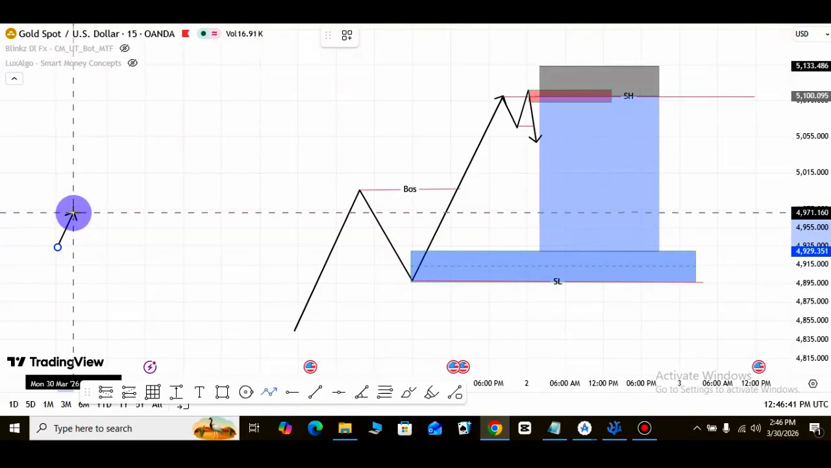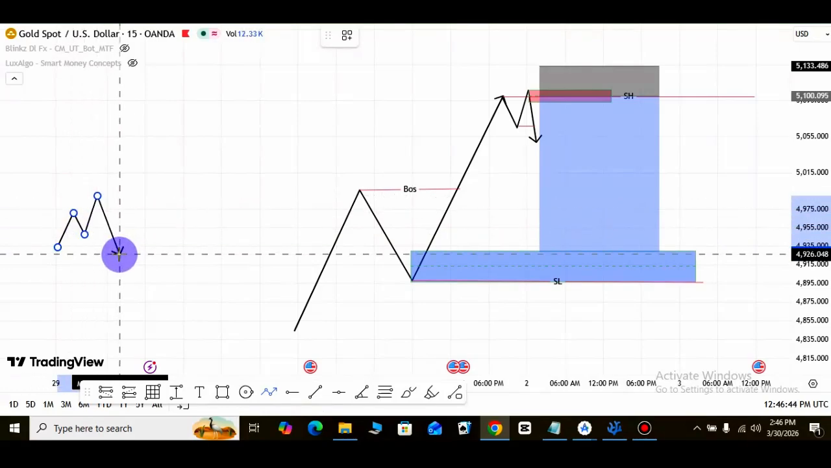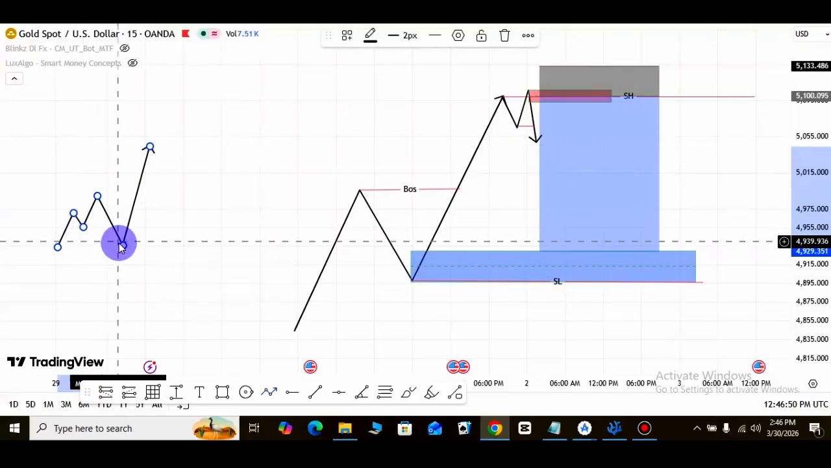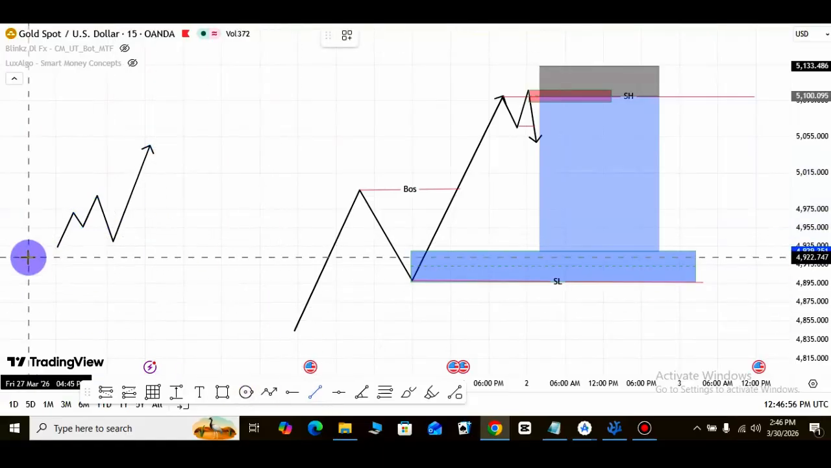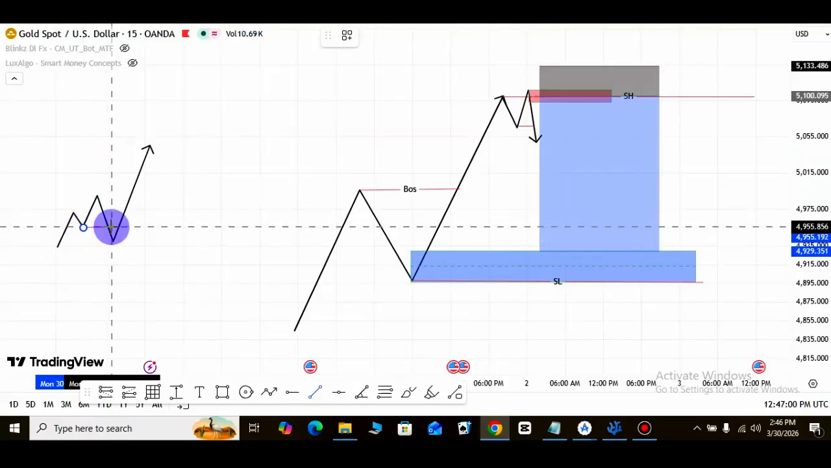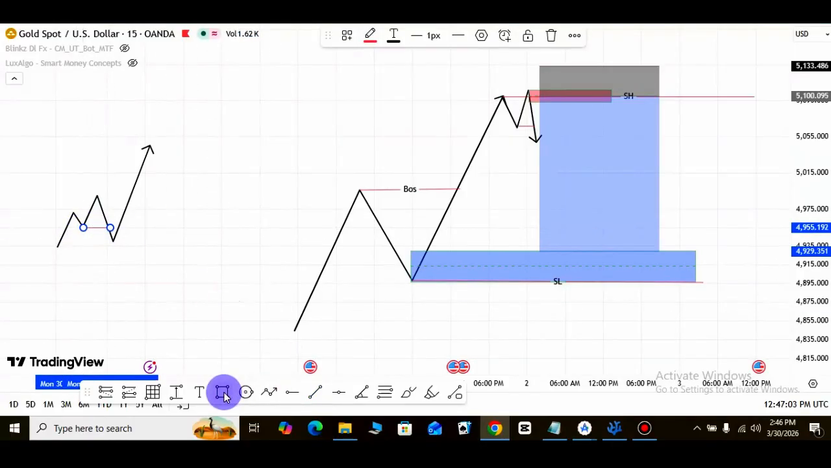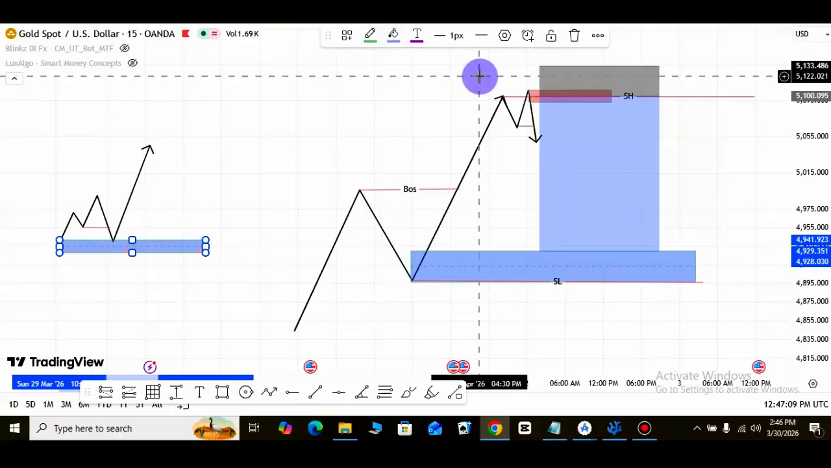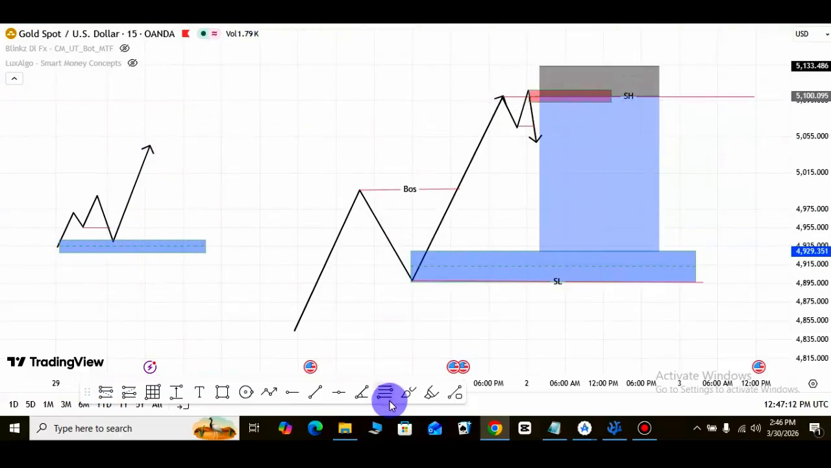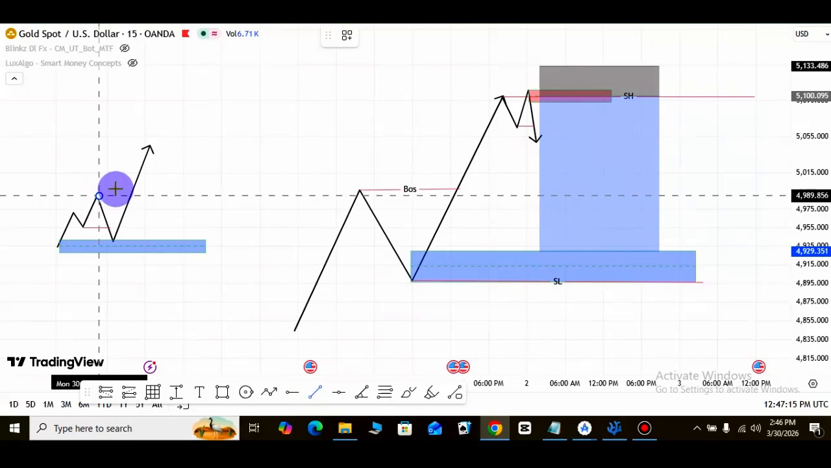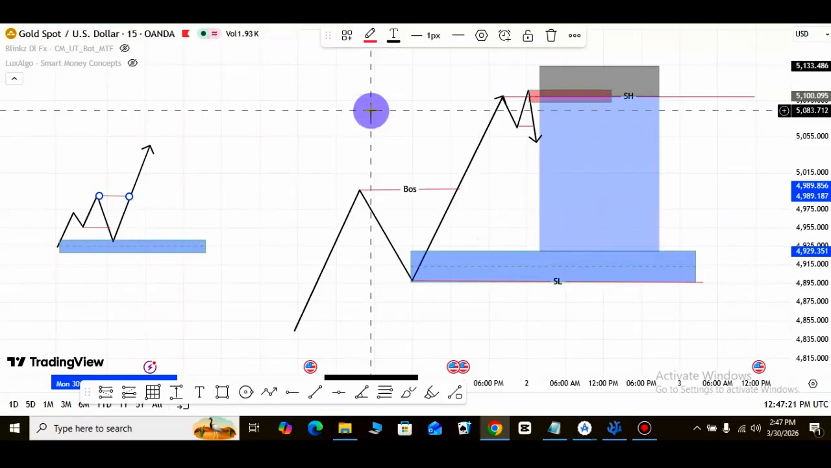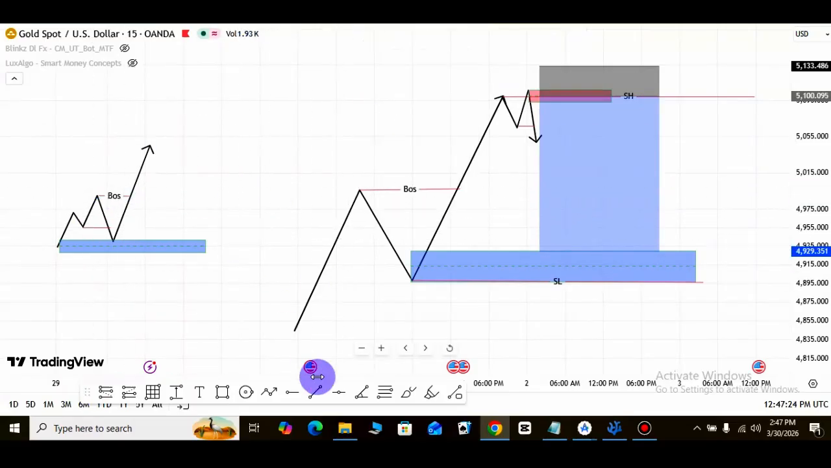So if you have something like this, this is what is a significant protected low. Why? Because it took out this liquidity. Some people will call it change of character. It took out this liquidity, and there was a support here, and price used it as what? To push the price and give us a major break of structure. Do you understand?